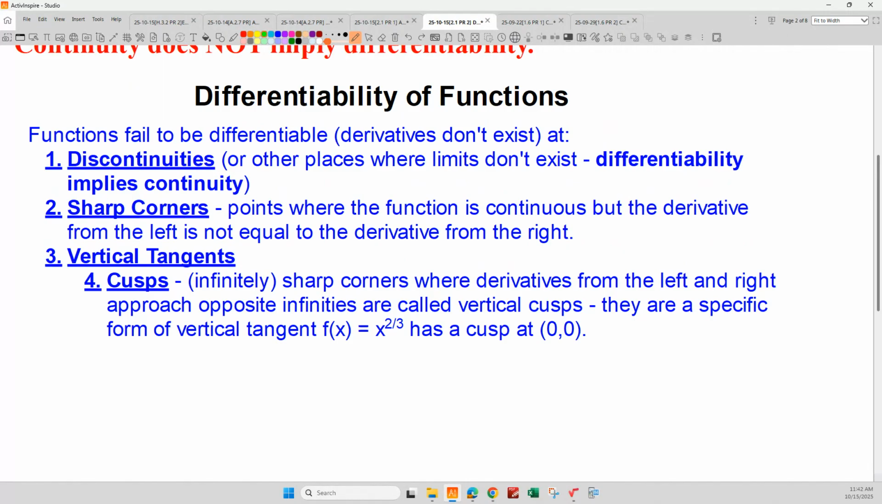And then vertical tangents, which could be places where you have infinite discontinuities, or they could be places where you have cusps, and we'll look at an example of that too. A cusp is just a place where the derivative approaches infinity, but the function is still continuous. Okay? So we'll look at each of those in turn and scrutinize them.